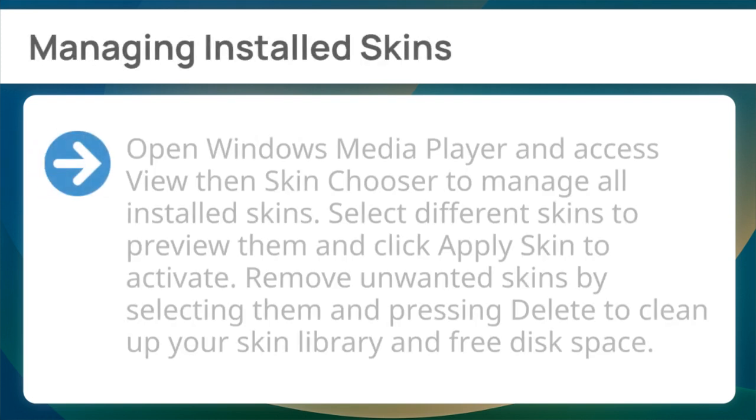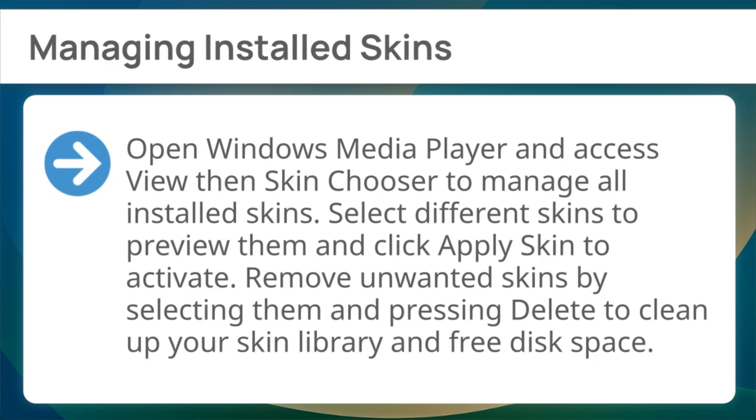Next, managing installed skins. Open Windows Media Player in Access View, then Skin Chooser to manage all installed skins. Select different skins to preview them and click Apply Skin to activate. Remove unwanted skins by selecting them and pressing Delete to clean up your skin library and free disk space.